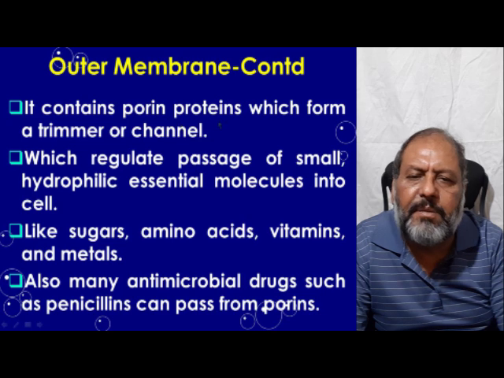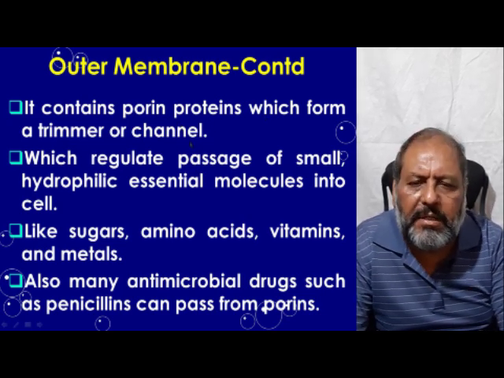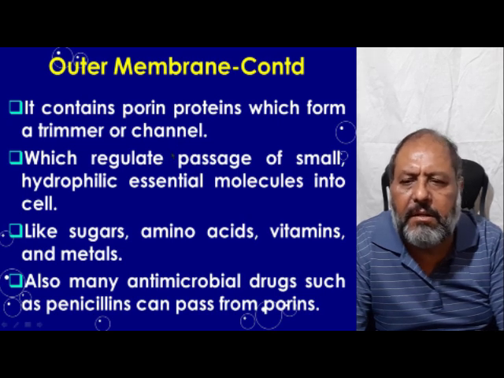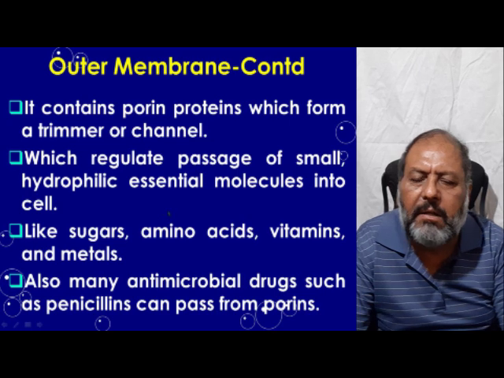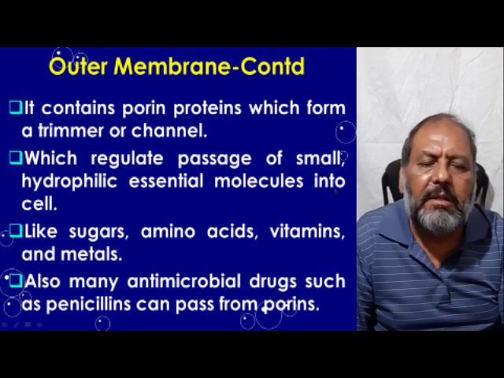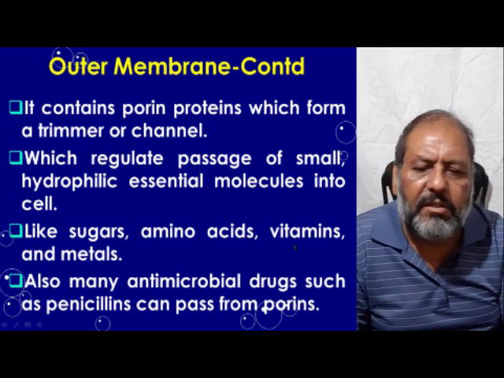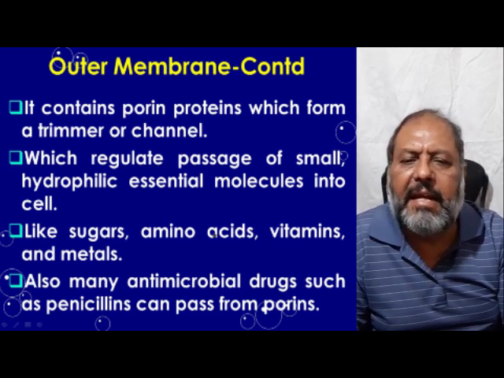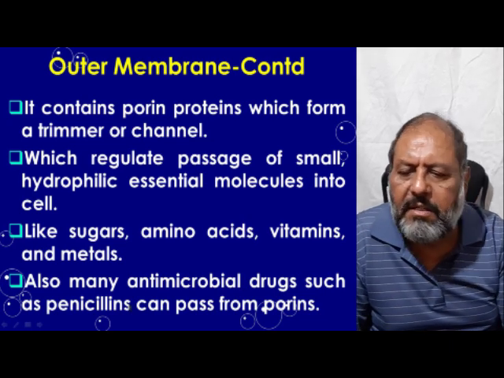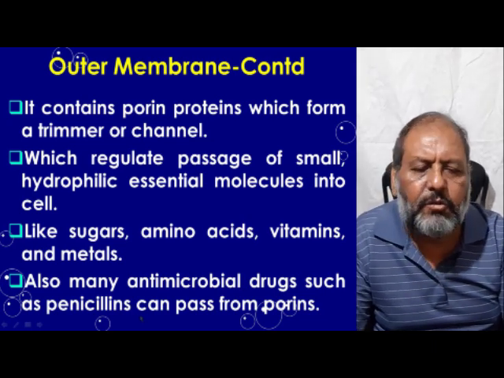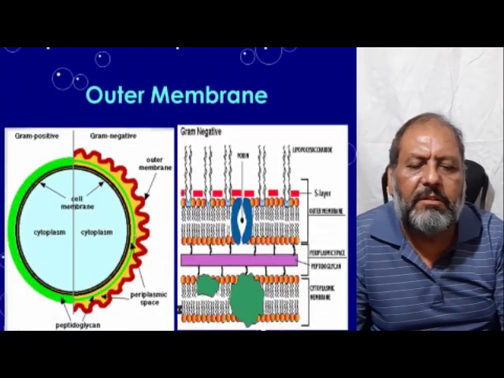This membrane contains porin protein which forms a trimer or channel from where the nutrients can enter and leave the cell, which regulates passage of small hydrophilic essential molecules like glucose and salts into the cell, and amino acids, vitamins and metals can enter through these porins. Also, many antimicrobial drugs such as penicillin can pass through these porins and can destroy the bacterial cell.